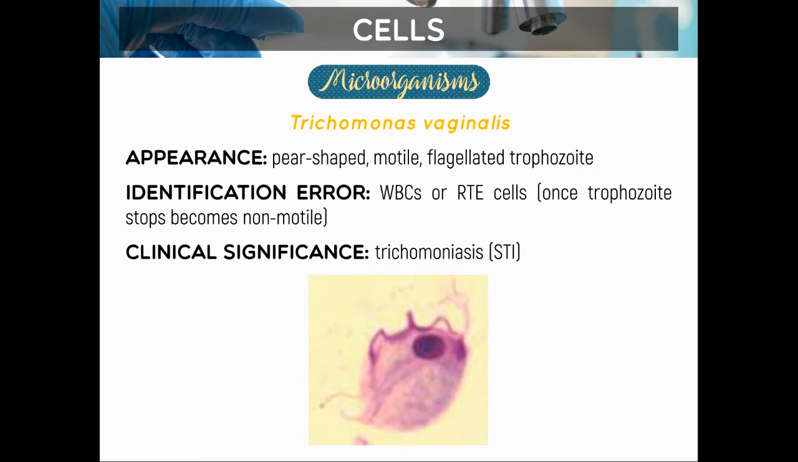We have here another type of microorganism, Trichomonas vaginalis, with clinical significance Trichomoniasis. So it is an STI, a sexually transmitted infection. Trichomoniasis is called the ping pong disease. If you still remember from your parasitology class, the male is asymptomatic, so he does not know that he has Trichomonas. So if they have sexual intercourse, it is passed to the female, or back to the male, so it is called ping pong disease because it keeps going back and forth. Question: does Trichomonas have a cyst? No. Trichomonas has the trophozoite form only. And the identification error is either WBCs or RTE cells if it is no longer motile.